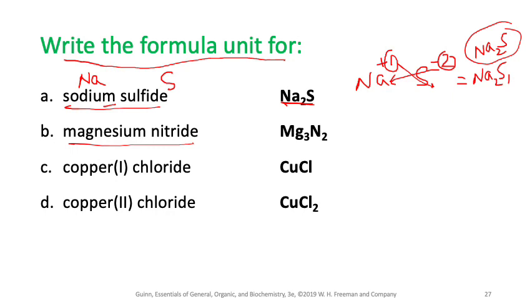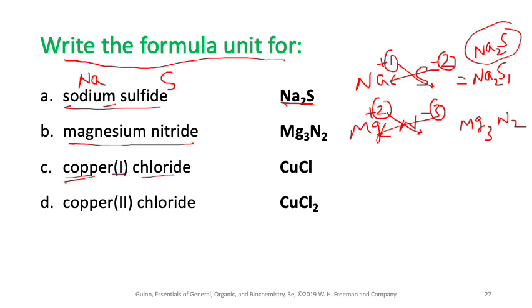So this is how you normally form a compound from the name. Magnesium nitride. Magnesium is Mg. Nitride is nitrogen. Magnesium has a +2 charge, nitrogen has -3. Take 3, put it with magnesium. Take 2, put it with nitrogen. So Mg3N2.